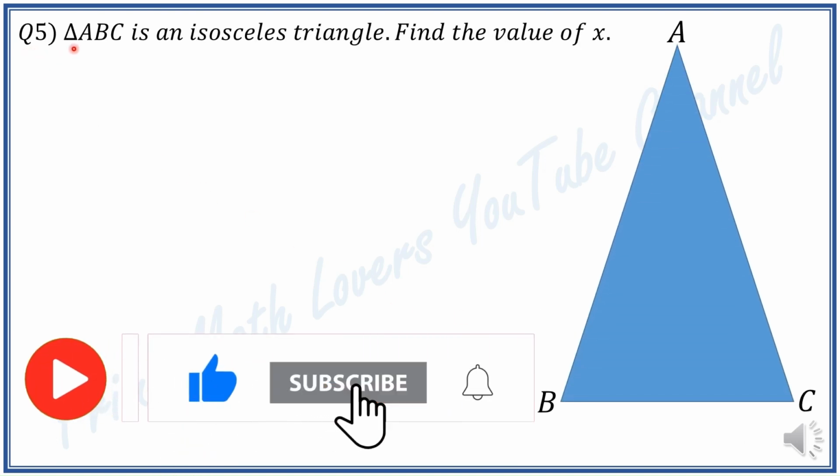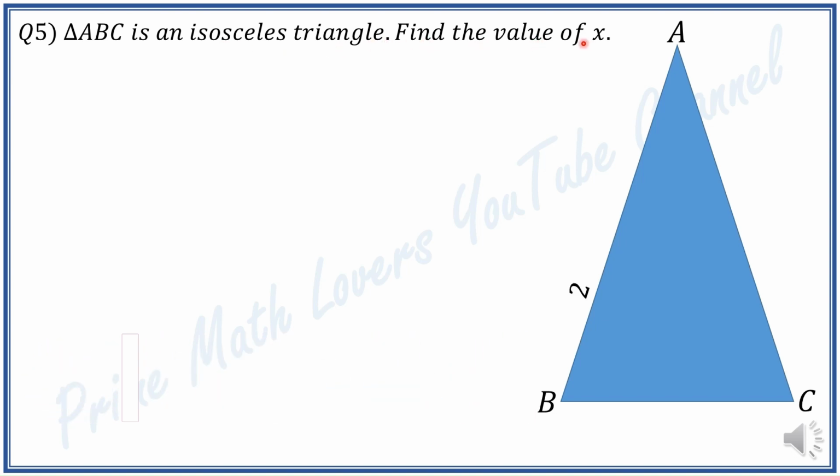Question 5. ABC is an isosceles triangle. Find the value of x. To solve this problem, we'll use the property of an isosceles triangle, which states that in an isosceles triangle, the lengths of two sides or legs are equal.